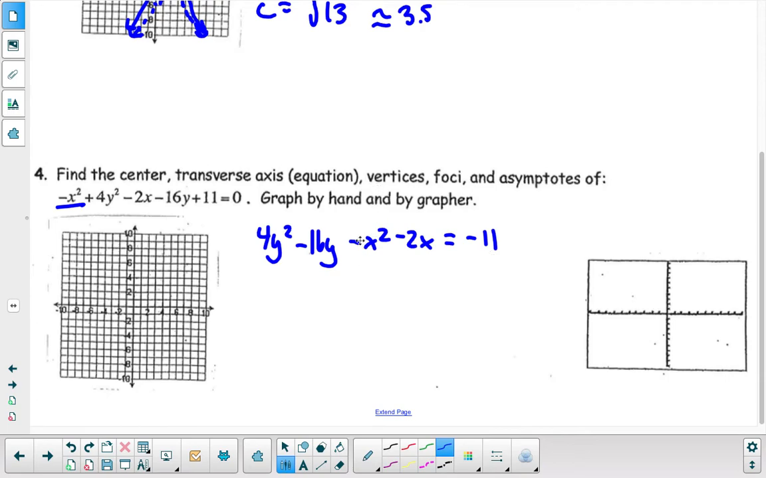Next, you want to factor out that negative out of both of these terms, so it's going to be minus x squared plus 2x. And since we're here, I'm just going to factor out the 4 as well.